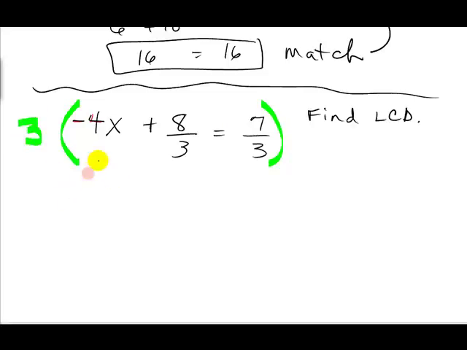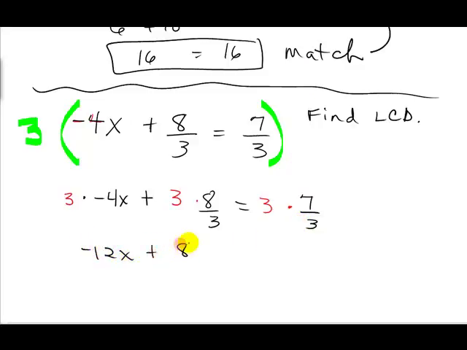So we would have 3 times negative 4x plus 3 times 8/3 equals 3 times 7/3. Negative 12x plus 8 equals 7.